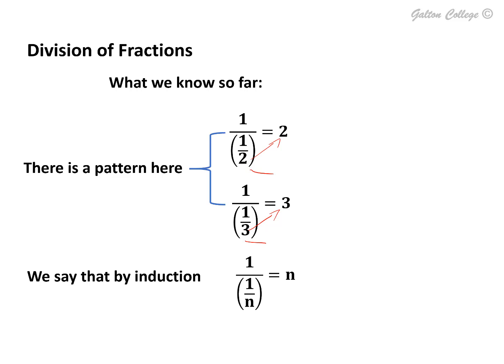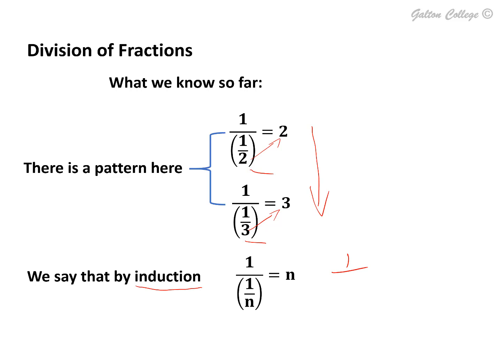Because we do it by what's called induction. We keep doing this process for lots and lots of fractions. And after a while, we say, well, look, it works every time. So if we have 1 divided by 1 over n, it's going to be n. So we can pick any number.